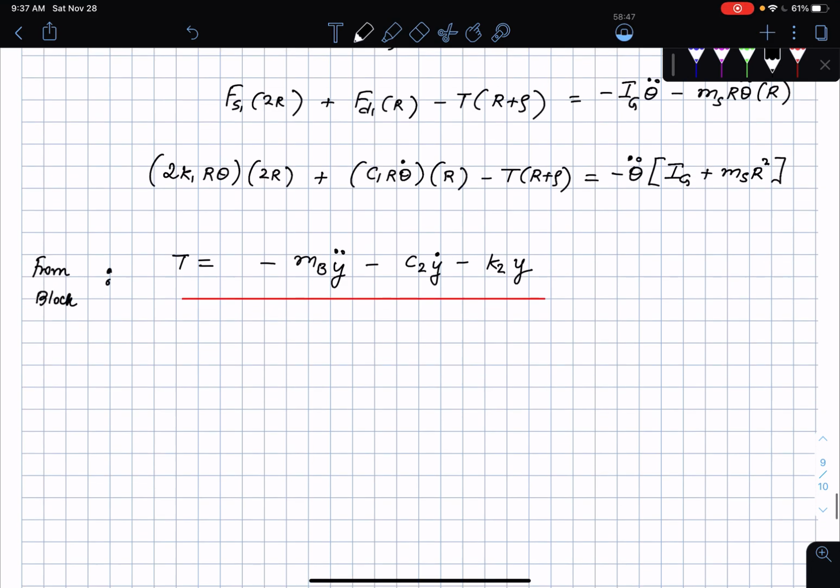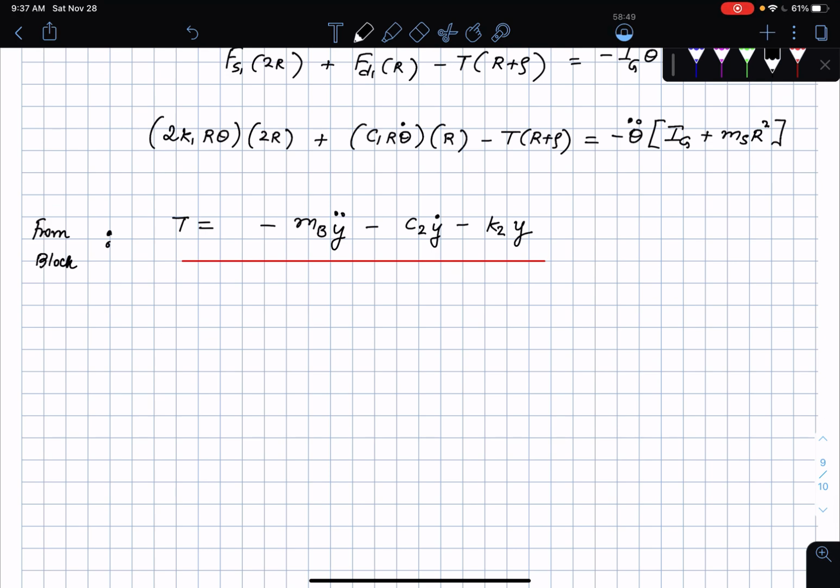From the block analysis, I'm going to substitute for the tension. So substitute for the tension, put it down there, and if I rearrange the terms, here is what I'm going to end up getting. The entire system is moving due to some initial conditions. That's something you can make a note of.